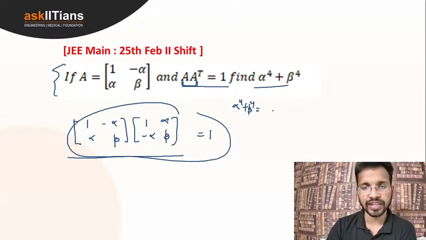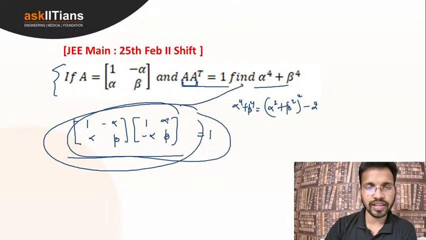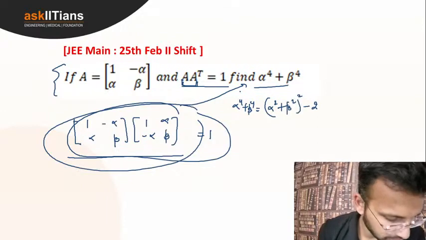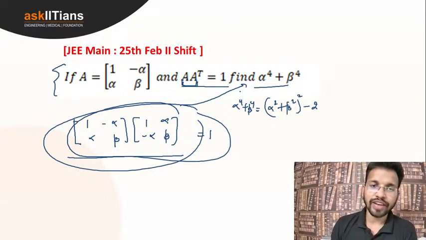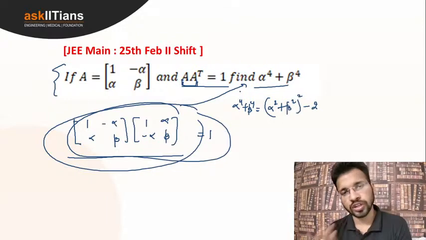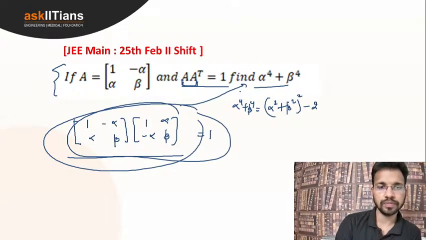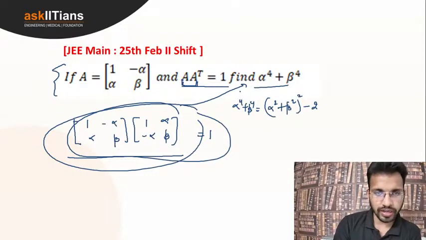We can apply those identities, alpha square plus beta square whole square minus 2 alpha beta. So using this relation we can easily find this property, right? Fine, all of you. Again, very easy problem. We just need to know what transpose is, multiply it and solve the question. Okay, moving on to the next problem.